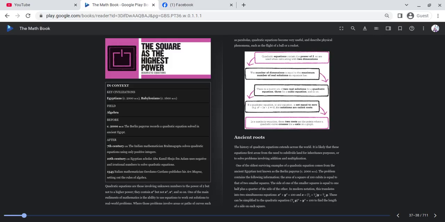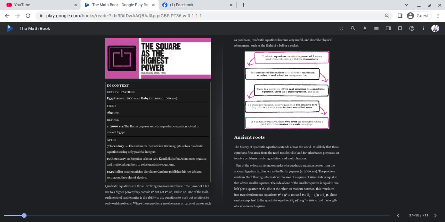Quadratic equations are those involving unknown numbers to the power of 2 but not to a higher power. They could contain x squared but not x cubed, and so on. One of the main rudiments of mathematics is the ability to use equations to work out solutions to real-world problems. Where those problems involve areas or paths of curves such as parabolas, quadratic equations have become very useful and describe physical phenomena such as the flight of a ball or a rocket.